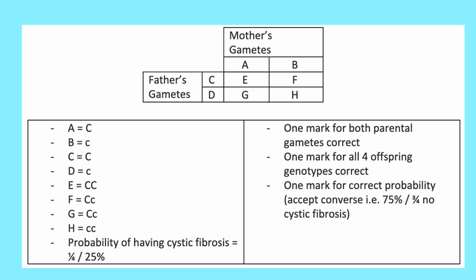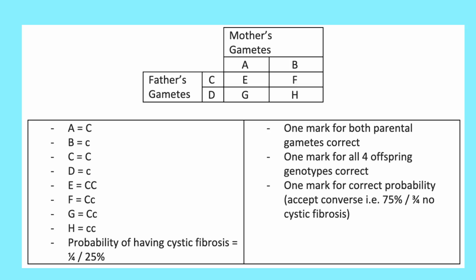So the first thing we need to do when working out a genetic cross using a Punnett square is to work out what the mother's and the father's gametes are. It tells you in the question that there are two heterozygous parents. So that means that the gametes of the mother and the gametes of the father are the same. They're both heterozygous, and we know that heterozygous means that they have two different alleles. So that means that they'll both have one copy of the dominant, capital C, and one copy of the little recessive allele, the little c.